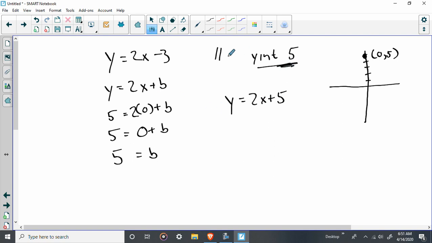So when in doubt, though, what are you going to do? They're going to give you some equation. Write it. If it's parallel, you're going to write the same slope. If it's perpendicular, you're going to write the negative reciprocal slope. Pretty much plug in the point that they gave you, plug in x and y, and solve for b.